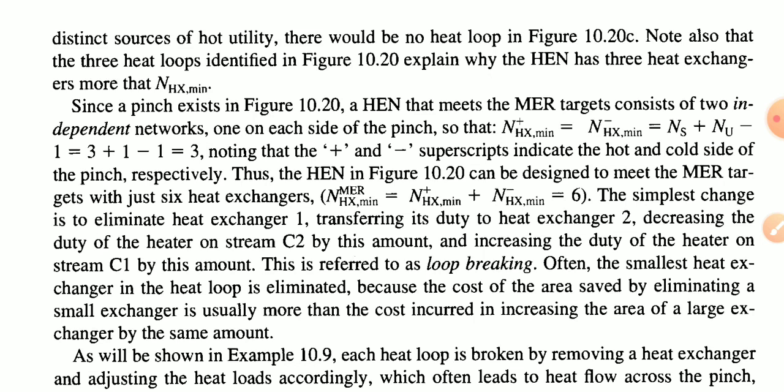The simplest change is to eliminate heat exchanger 1 and transfer its duty to heat exchanger 2, decreasing the duty of the heater on stream C2 by that amount and increasing the duty of the heater on stream C1 by this amount. This is referred to as loop breaking. The smallest heat exchanger in the heat loop is eliminated because the cost of the area saved by eliminating a small exchanger is usually more than the cost incurred in increasing the area of a large exchanger by the same amount.